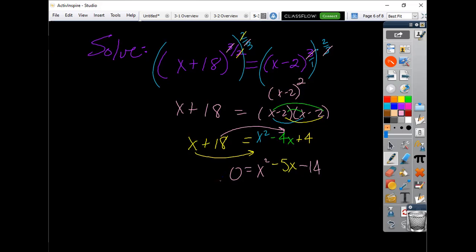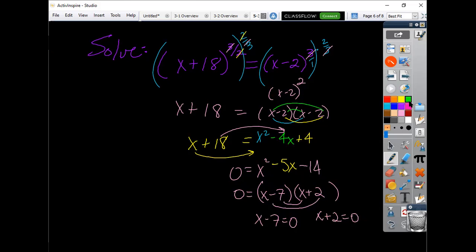And 14 is 2 times 7. That can make a 5, so it seems like this is probably going to factor. Bigger number a negative, smaller number a positive, so the negative 7x and positive 2x combine to make a negative 5x. Set your factors equal to 0, the zero product property.